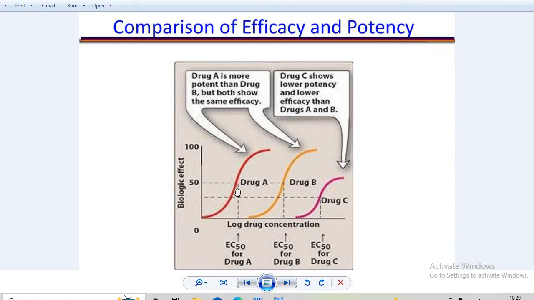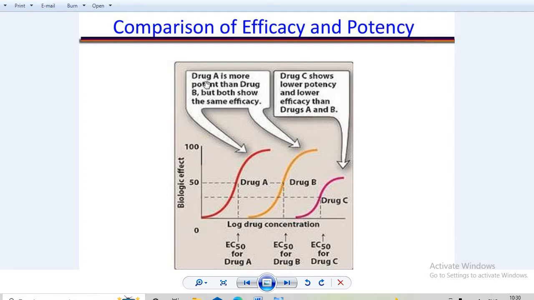Now if you compare these three drugs, drug A, drug B, and drug C, drug A is producing 50% of the maximum biological effect at a low concentration in comparison to B. Suppose here it is 0, here it is 30 mg, here it is 60, and here it is 90. So the drug A is producing 50% of the maximum biological response at 30 mg, B at 60 mg, and C at 90 mg. It means out of these drugs A, B, and C, A is more potent than B, and B is more potent than C.